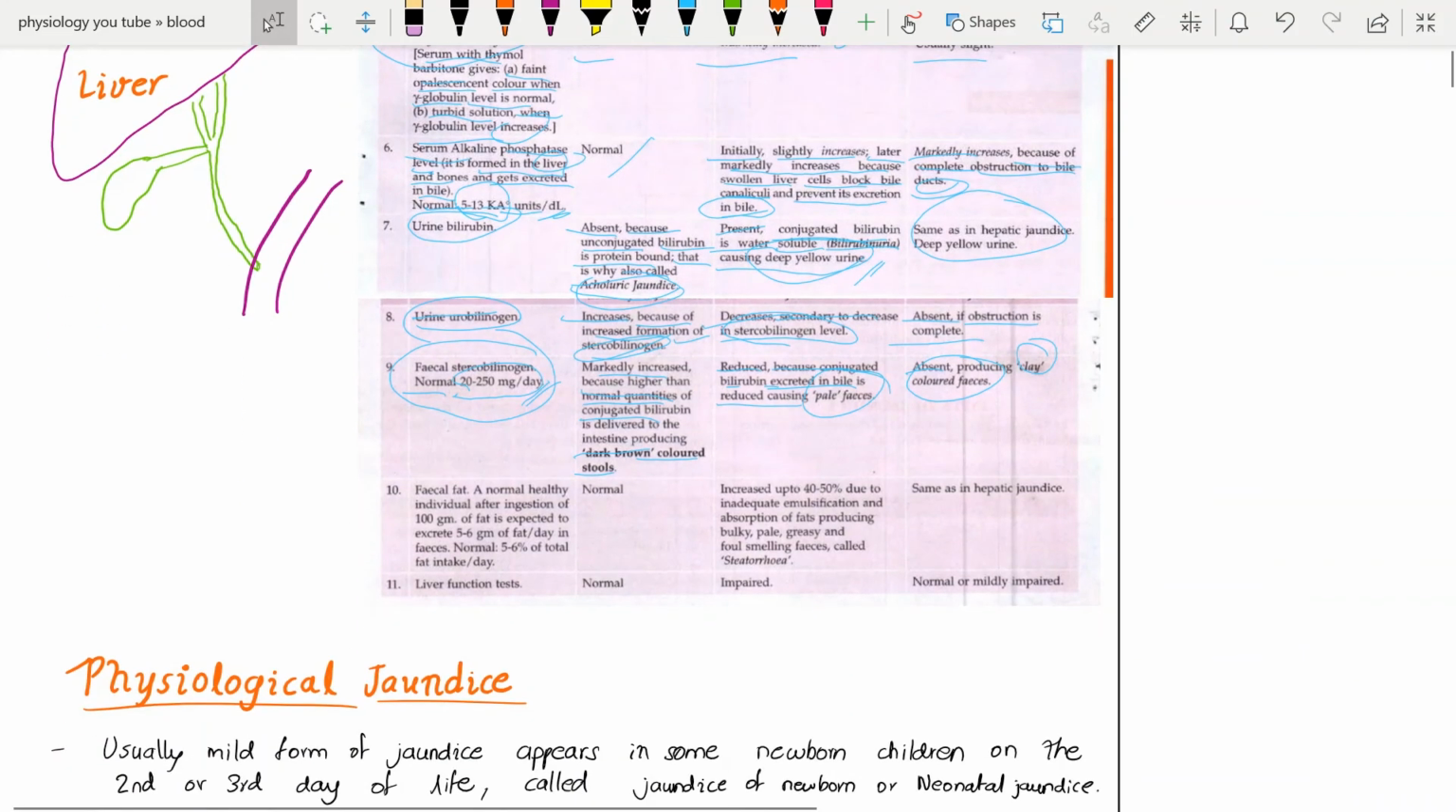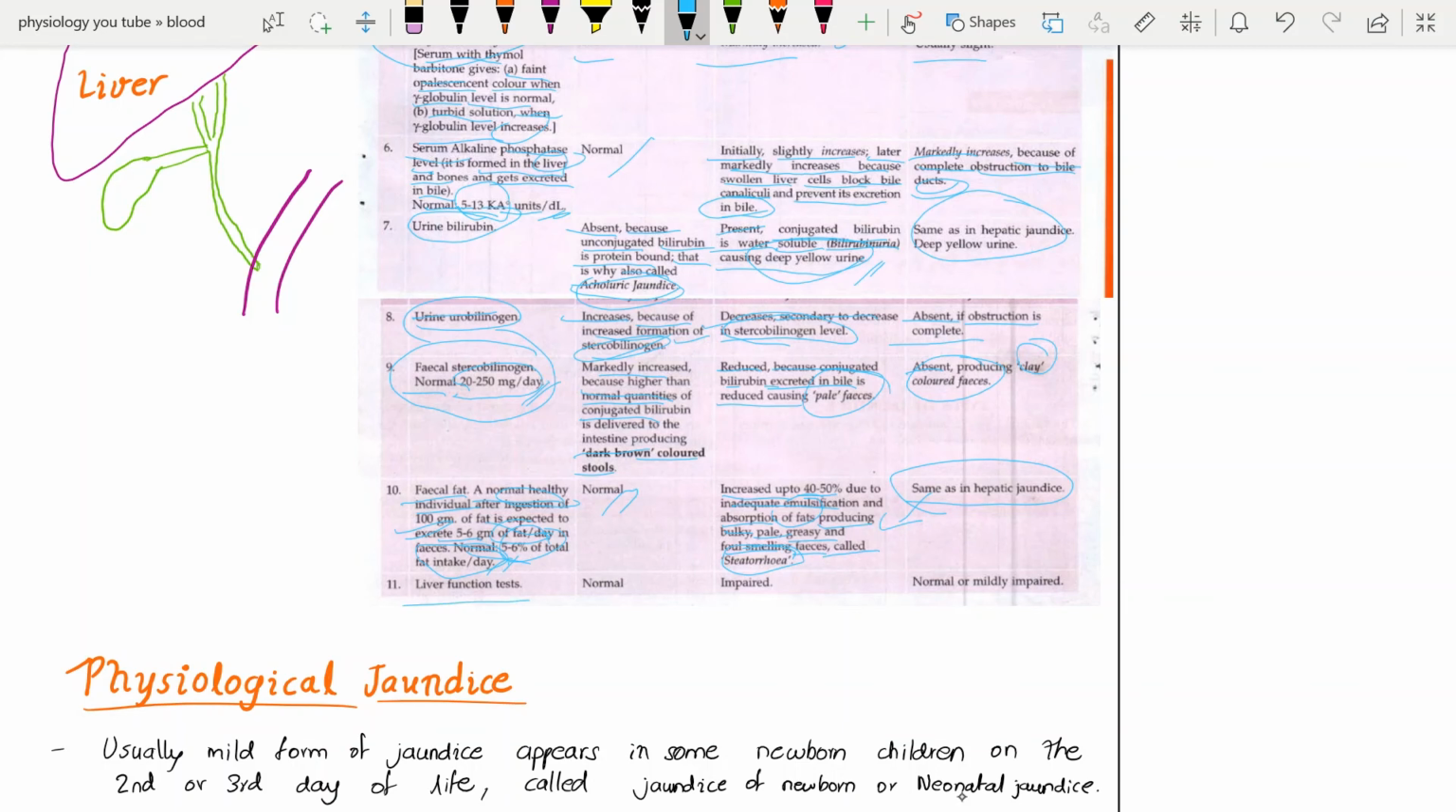Now the fecal fat. A normal healthy individual after ingestion of 100 gram of fat is expected to excrete around 5 to 6 gram of fat per day in feces. Normally 5 to 6% of total fat intake per day. So in prehepatic it will be normal. In hepatic it increases up to 40 to 50% due to inadequate emulsification and absorption of fats, producing bulky, pale, greasy and foul smelling feces called steatorrhea. And in post-hepatic or obstructive jaundice, same as hepatic jaundice.